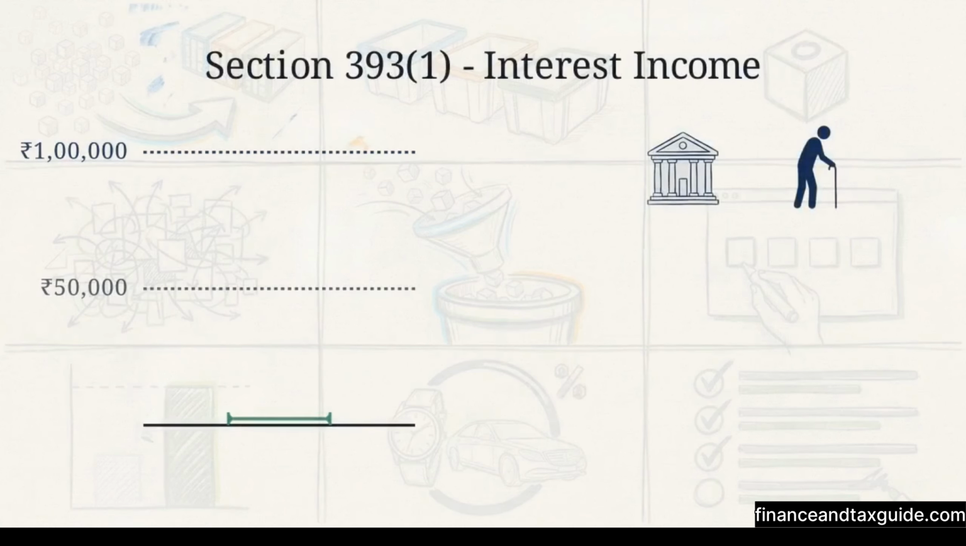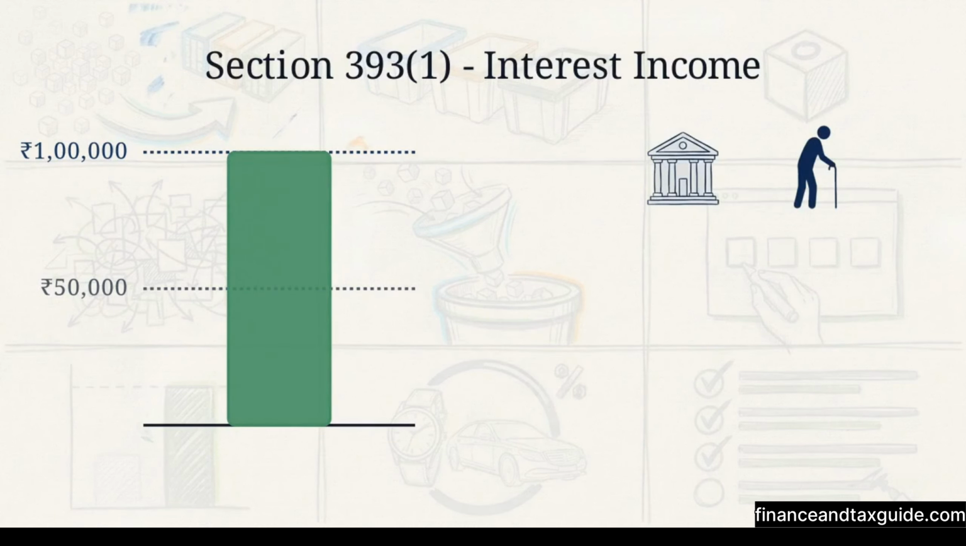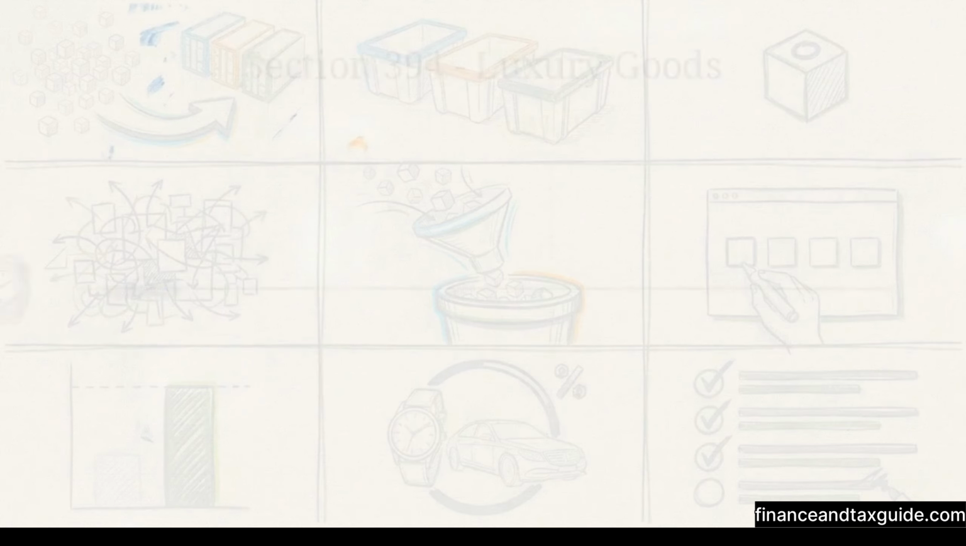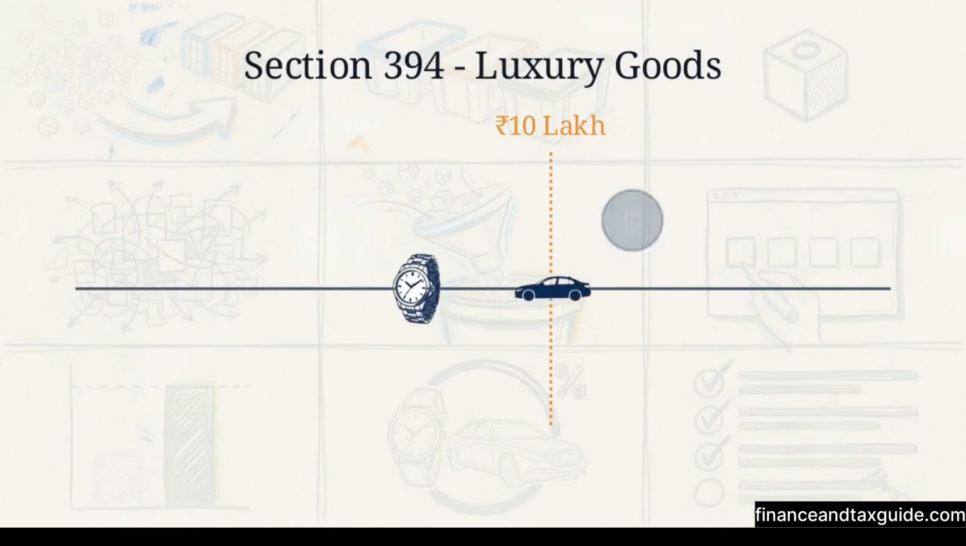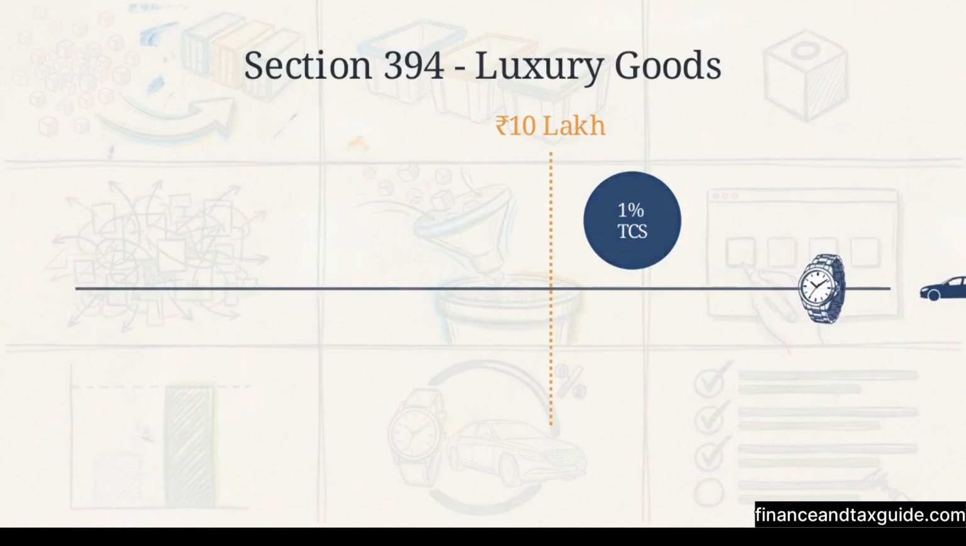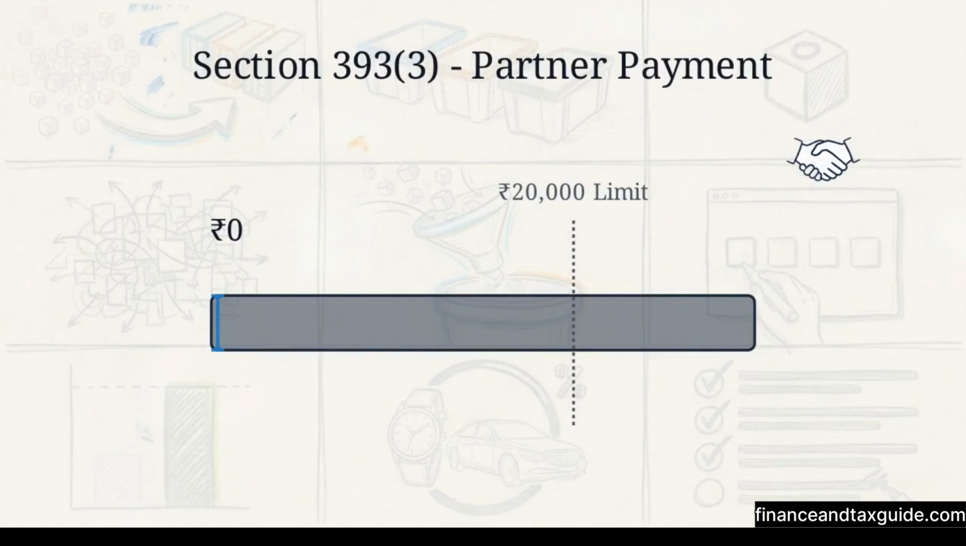There are specific policy shifts to note within this restructure. For instance, the bank interest threshold for senior citizens has doubled to 100,000 rupees under Section 393(1). Under Section 394, a new TCS rule applies to luxury goods. Items like watches or cars crossing the 10 lakh mark now trigger a 1% collection rate.